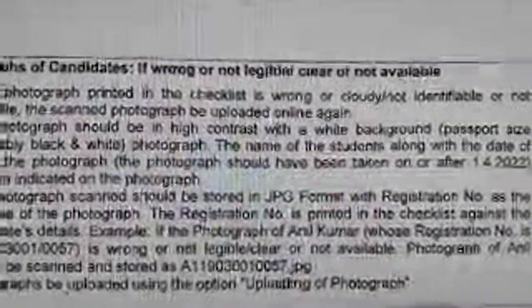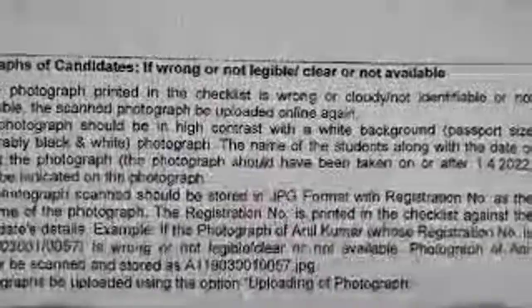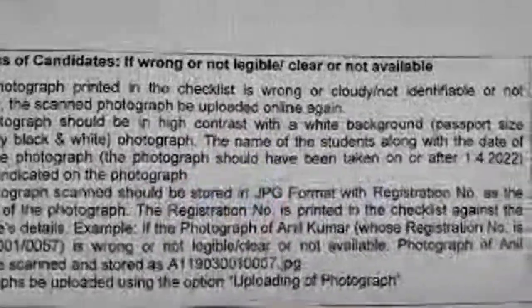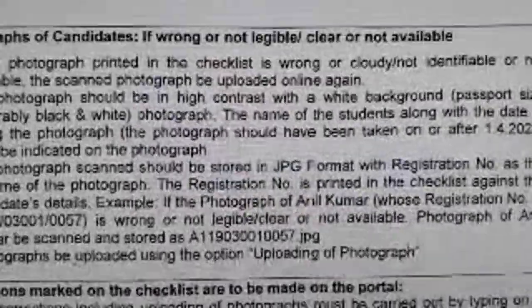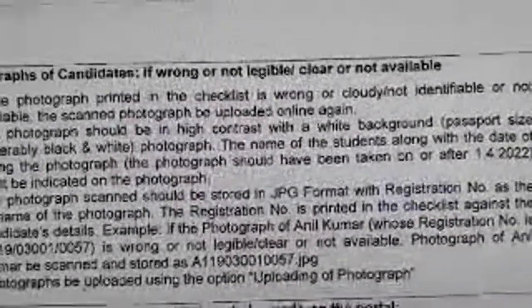The name of the students along with the date of the photograph must be indicated, and the photograph should not be taken before 1st of April 2022. The photograph scan should be stored in JPG format, and the registration number is printed on the checklist against the candidate's data. Example, if the photograph is of Anil Kumar, whose registration number is wrong or not clear or not available, the photograph of Anil Kumar will be scanned and stored as JPG.